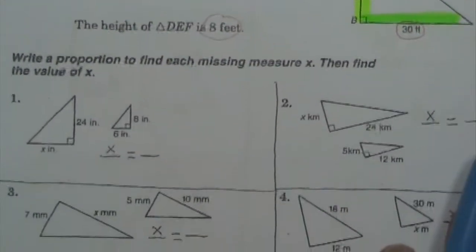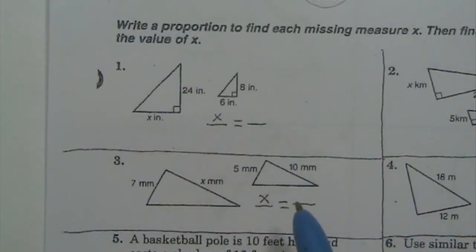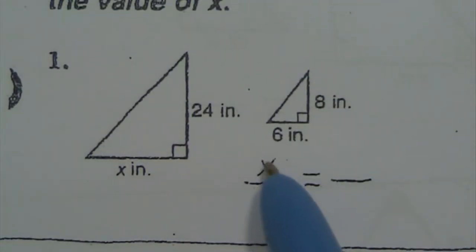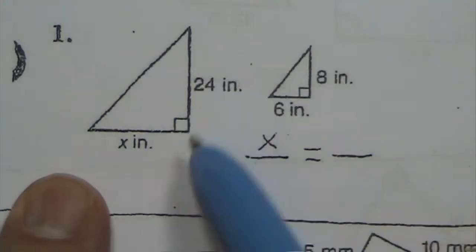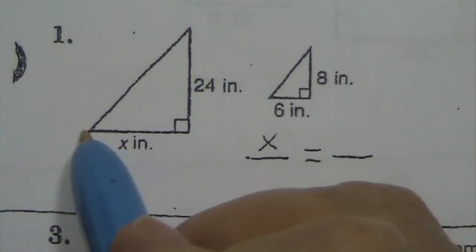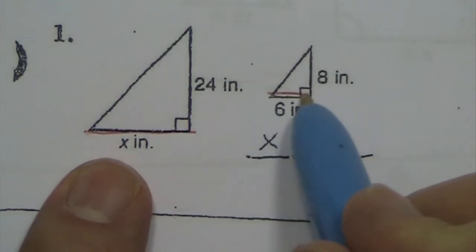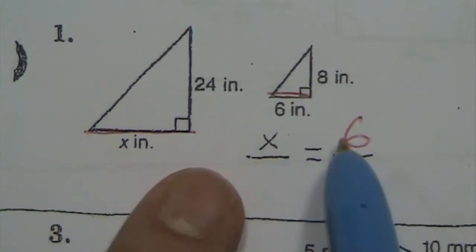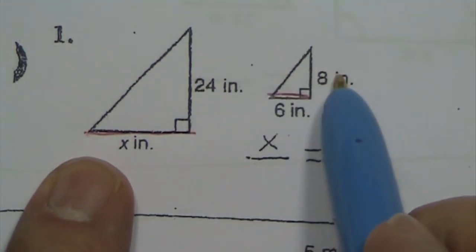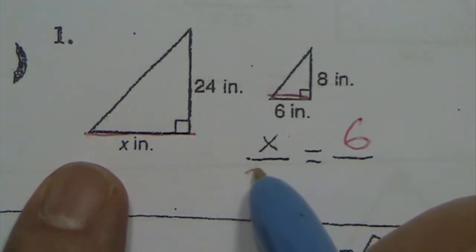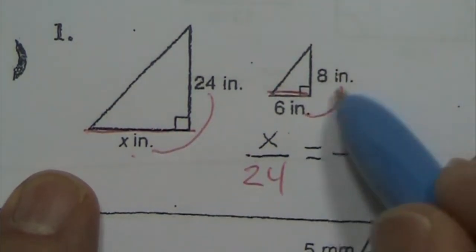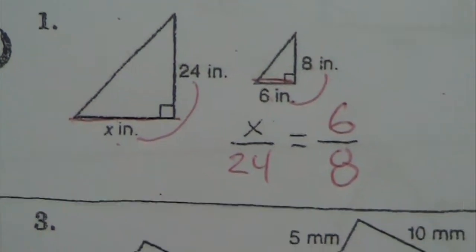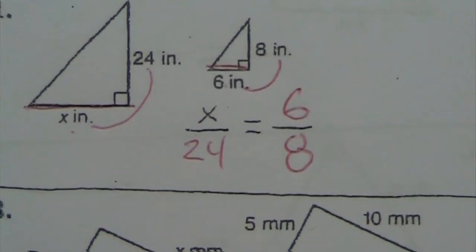All right, let's take a look at the ones down below. We'll start with number 1. Okay, so we'll see which one matches. I always like to put x in the upper left. It just makes it easier. So notice that the x one right here is going to match up with this side right here, 6. See that? They match up. And then the 24 matches with the 8. So x over 24 matches up to 6 over 8. And that is my proportion.